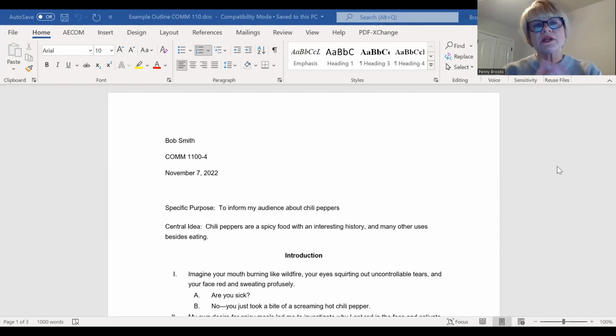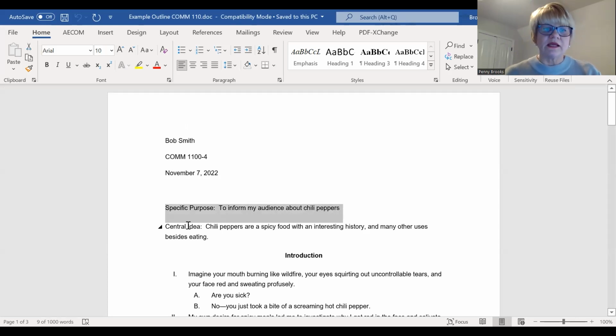So this is what I expect your written preparation outline to look like when you submit it. Up here in the corner, I want your name, the class, and the date that you're turning it in, like you would almost any other paper. Remember what I said goes at the very top. Before you do anything else, I want your specific purpose and your central idea statement.